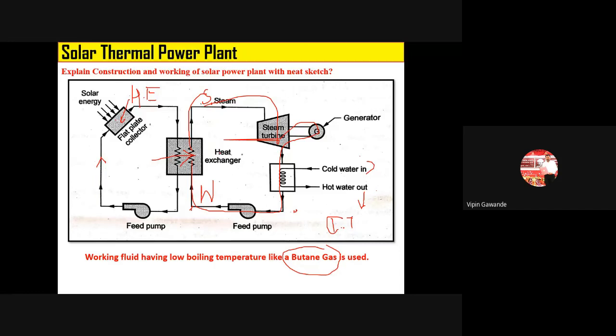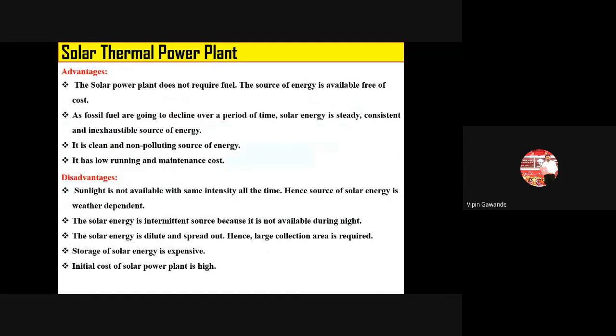Now, what are the advantages and disadvantages of the solar thermal power plant? Solar power plant does not require fuel. Thermal power plant requires coal. The nuclear power plant requires radioactive material, but we don't require it here because solar energy is available free of cost. The fossil fuels are depleting, so this is the alternative, and this is an inexhaustible source of energy. We have seen the difference between these two.